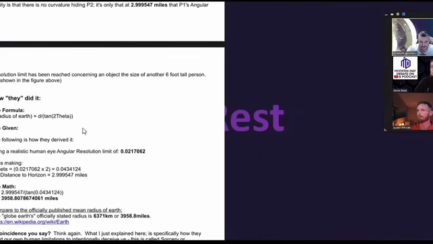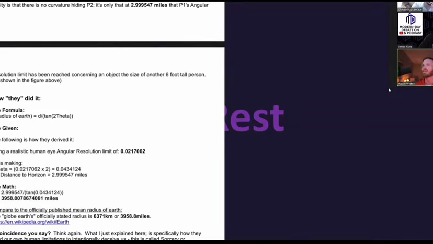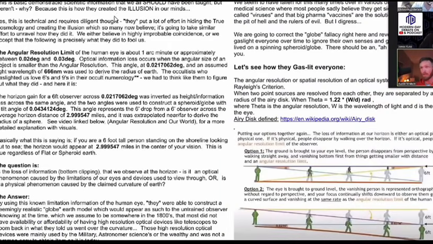I'm sorry, so you have something in here that showed us what the calculation of the radius from the angular resolution is? Yeah, sure. Here you go, right here. If you look, we just covered the angles, right? You've got the angular resolution limit of the eye, right?